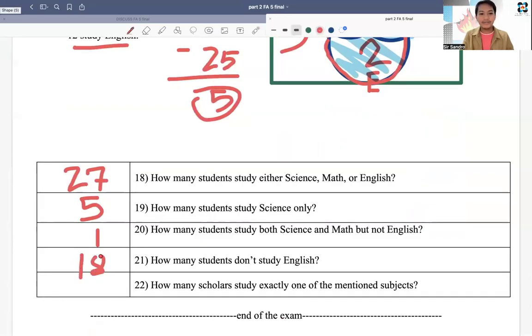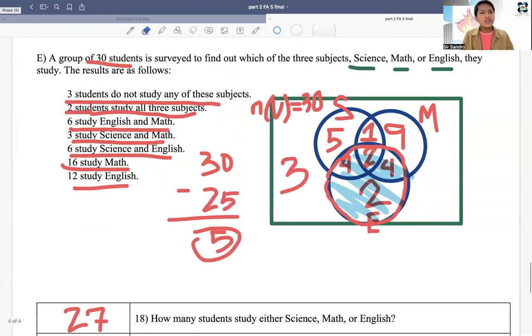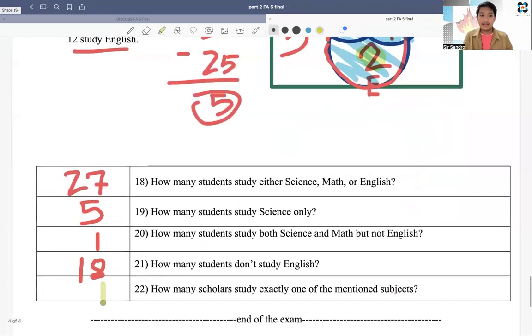And for the last item, how many scholars study exactly one of the mentioned subjects? We have the phrase exactly one. So we have to figure that out and encircle that. Exactly one, I think it's this. The 5, that is science only. The 9, that is math only. And this 2, that is English only. So 2 plus 5, 7, plus 9, that is 16. Okay, that is 16.